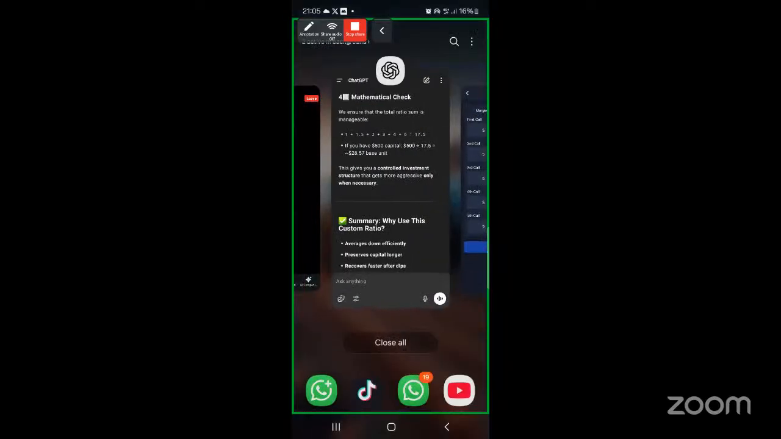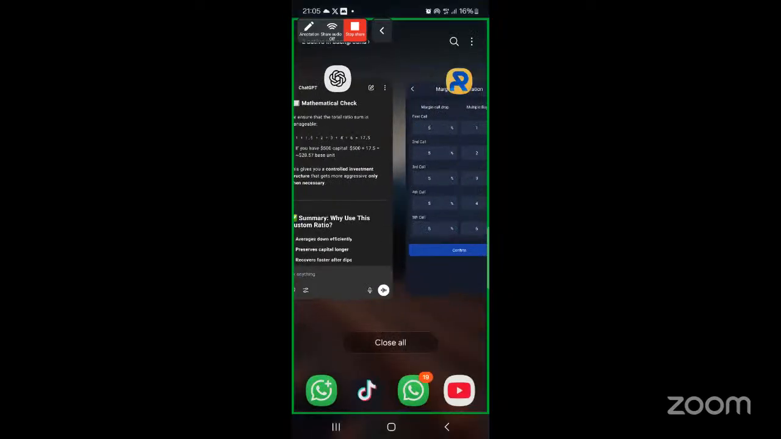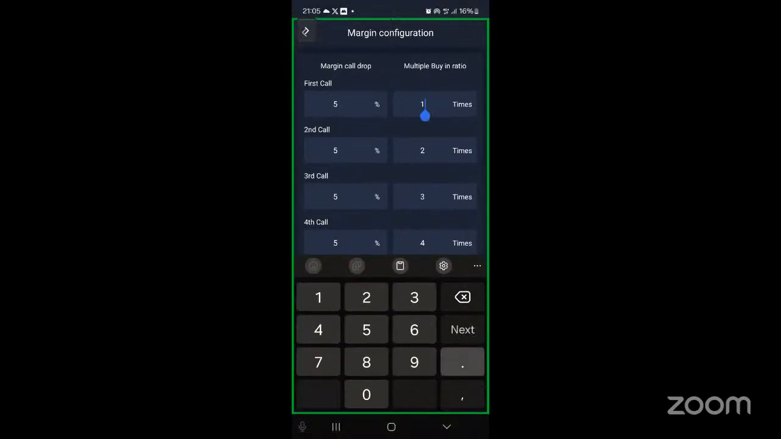Wait, was that 1 point? That is 1.5, not G. This is 1.5, the first one. 1.5, then 2, then 3, then 4, then 5.